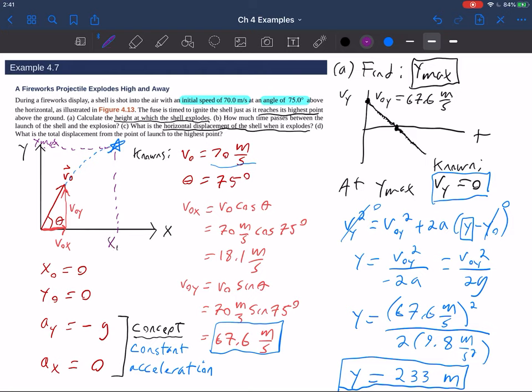They want us to find this value. What is its position in x when it explodes? What is its displacement in the horizontal direction? Okay, so now we've done everything so far in the y direction, but now we need to do something in the x direction. So it's a separate problem, right?